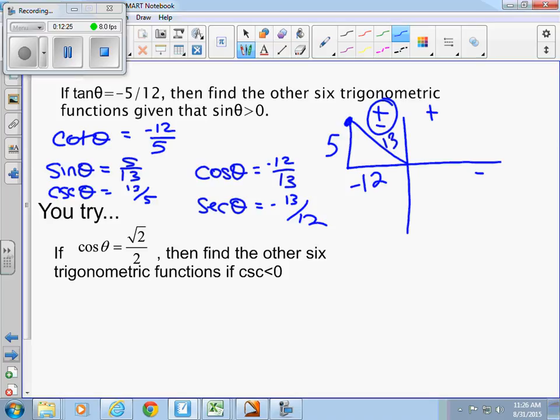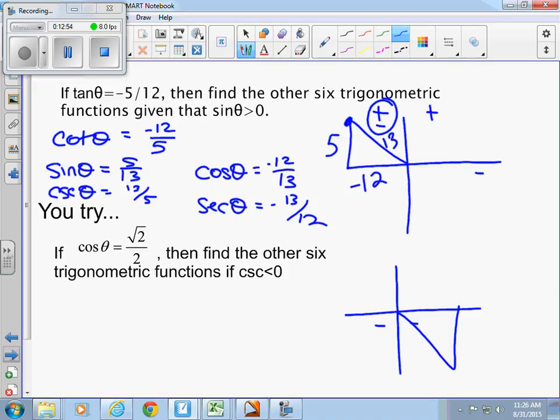Which quadrant are we in? What does this mean? Cosecant is negative, and what does cosecant go with? Sine, so negative down, right? So we're in one of those two quadrants. But cosine is positive, which means I am in the fourth quadrant. Does everyone see how I did that? We are in the fourth quadrant.